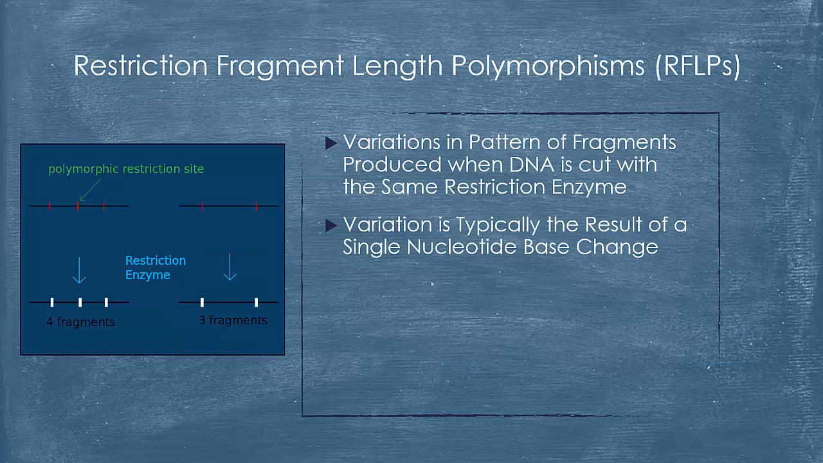Alright, so we're going to spend a lot of time talking about restriction fragment length polymorphisms. These are variations in patterns of fragments produced when DNA is cut with the same restriction enzyme. So variation is typically the result of a single nucleotide base change.